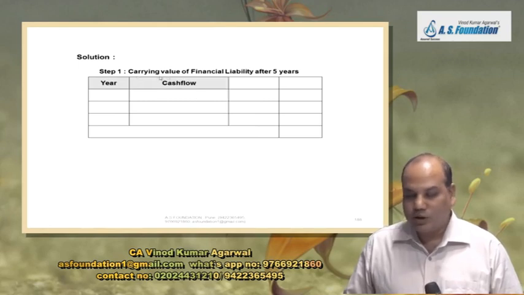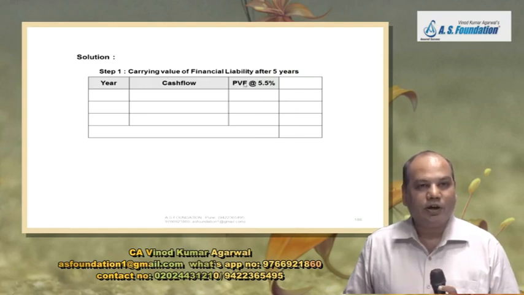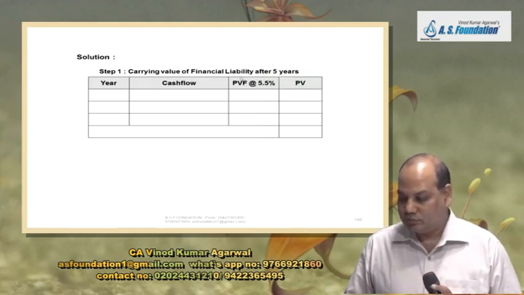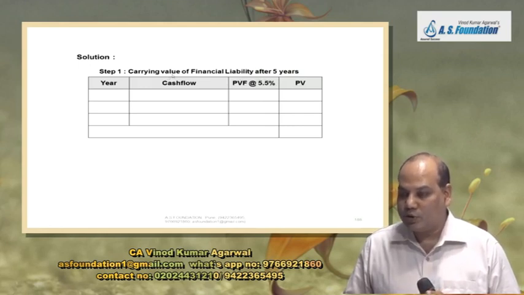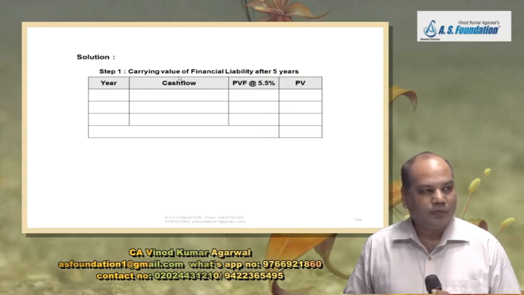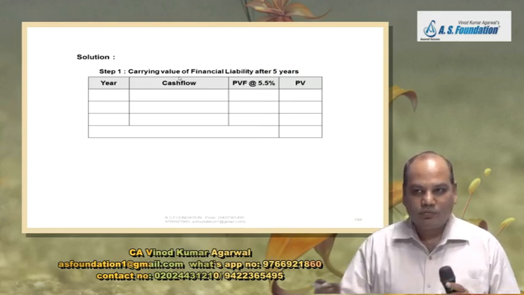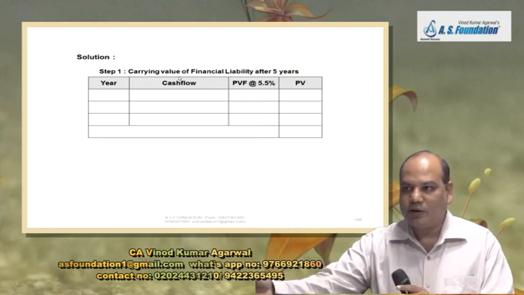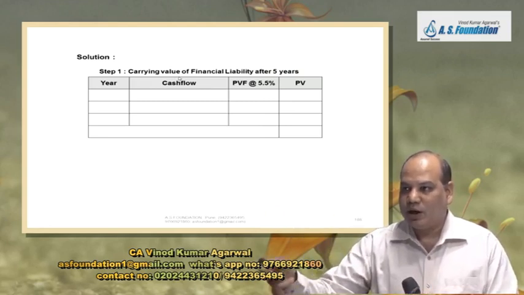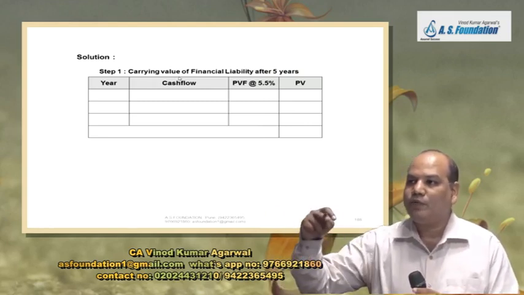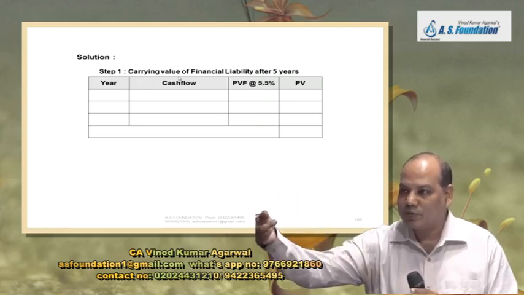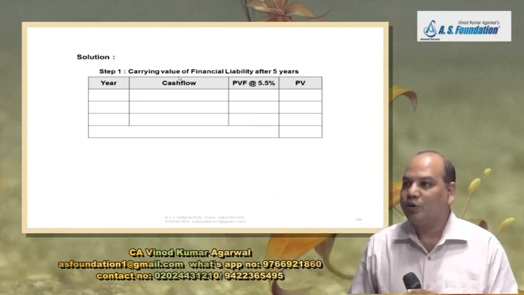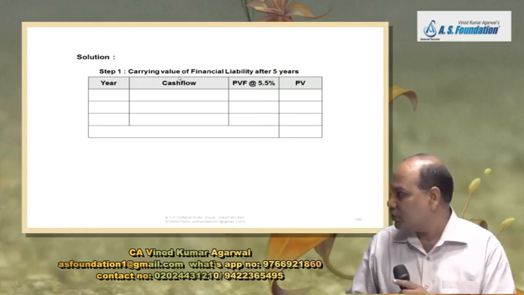Now we will calculate step number 2: carrying value of financial liability after 5 years. We are right now talking about the carrying amount, meaning book value. So after 5 years, 5 years are over, 5 years are remaining. So carrying value will be the present value of the future 5-year cash flow discounted at 5.5%. Is it right?